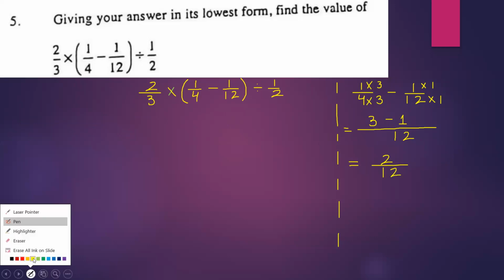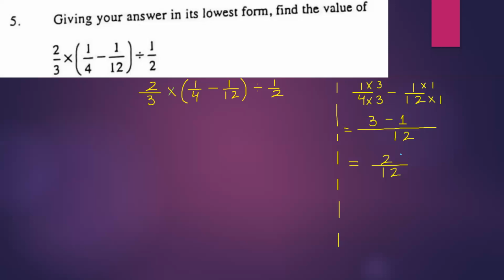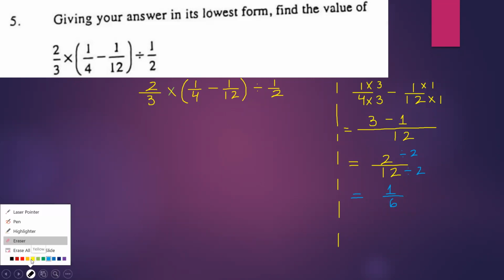What are we gonna divide top and bottom by? 2. 2 divided by 2 is 1. And 12 divided by 2 is 6. Very good. So that means that 1 over 4 minus 1 over 12 is gonna be what? 1 over 6. Very good.